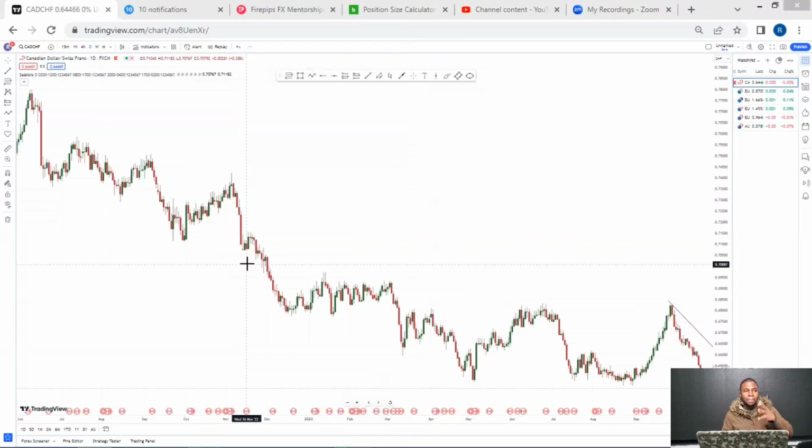So what is a major structure? A major structure is a market structure you will find on a higher time frame, while the minor structure is the structure you find on a lower time frame. So what do I mean by that?